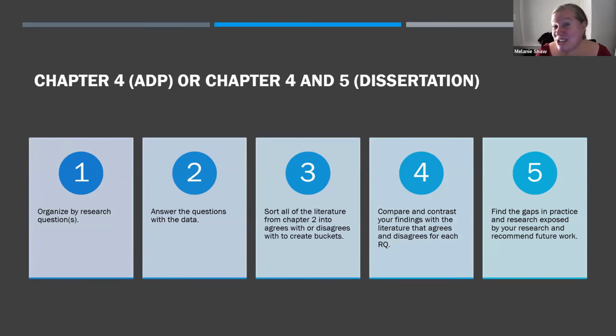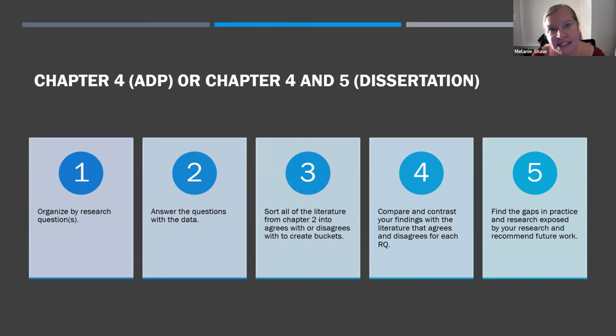In the ADP, we just have 4 chapters. In the dissertation, we have chapters 4 and 5. So the ADP condenses these final 2 chapters into one. So I use a very similar approach. The first thing I do is I have the student organize by research question. They're going to organize the results, the sharing of those findings, and then also the implications, what those findings mean. I find that by helping the student create that framework of research question, that ultimately they're answering the research questions and have a very good organizational scheme.